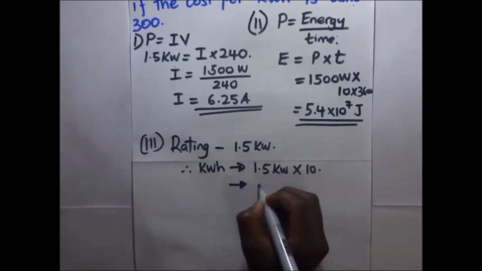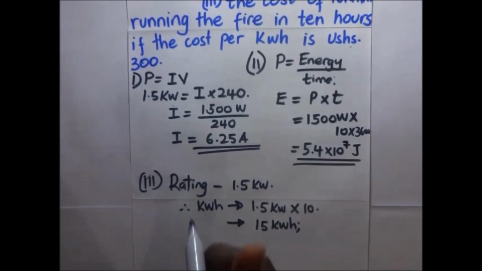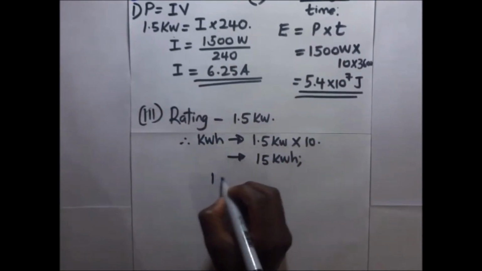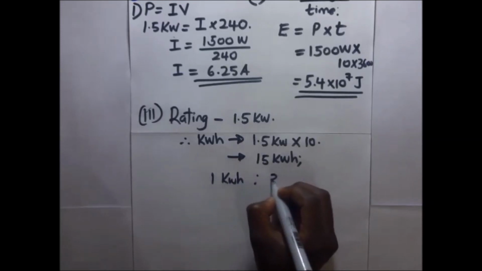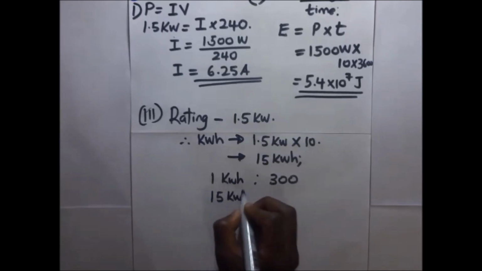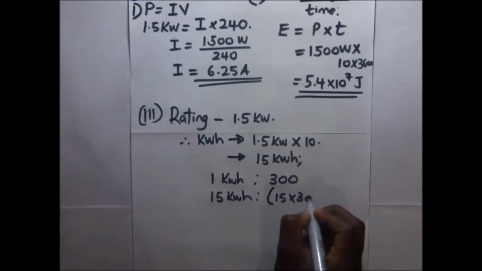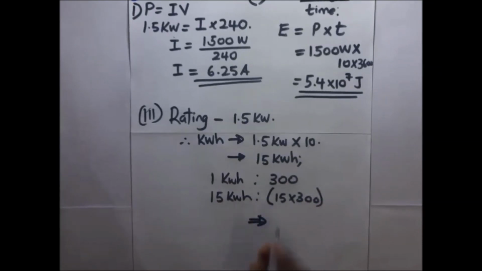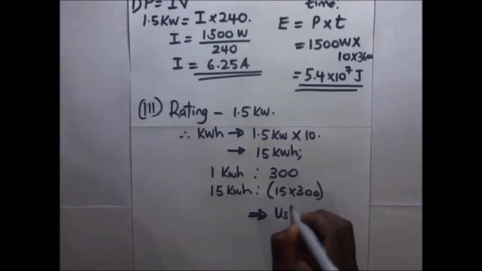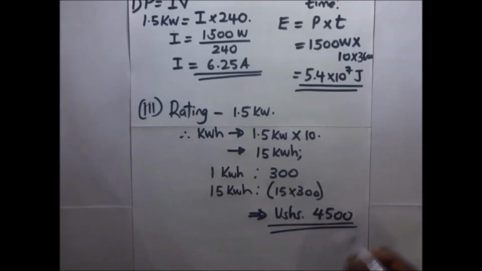So this is going to give us 15 kilowatt hours. But then the cost of 1 kilowatt hour is 300 shillings. So if 1 kilowatt hour costs 300 Uganda shillings, then 15 kilowatt hours will be 15 times that. It will be 15 times 300, and you end up with the answer as 4,500 Uganda shillings. And that will be the cost for running that fire.